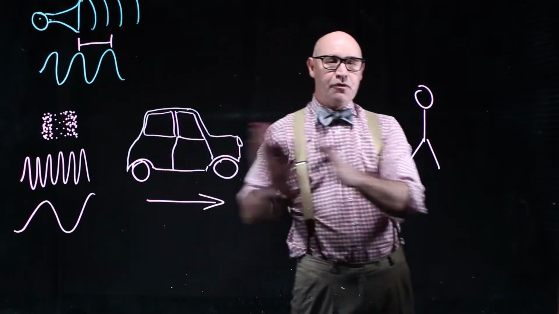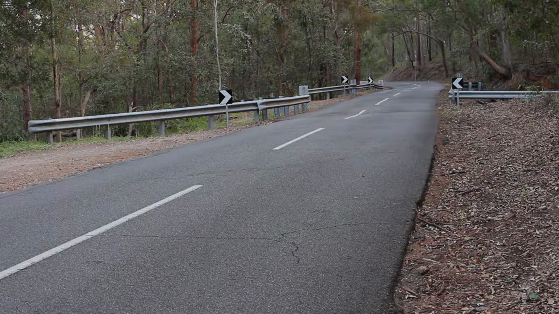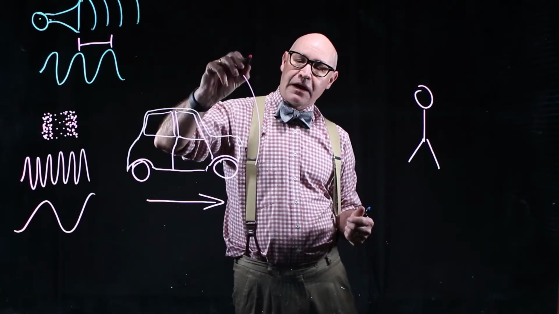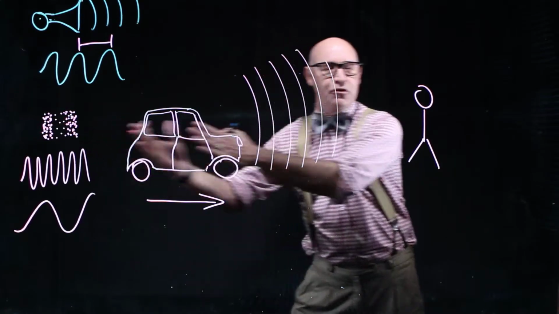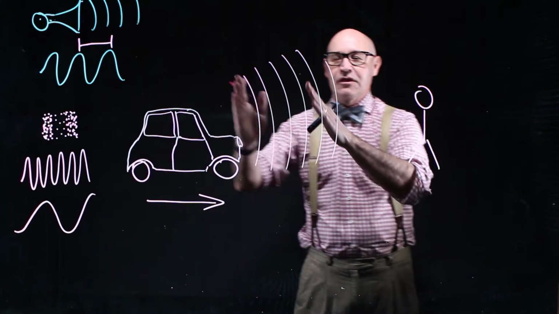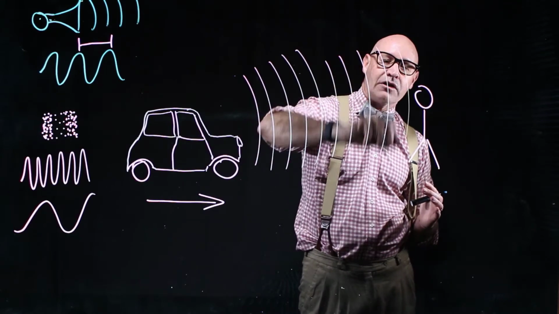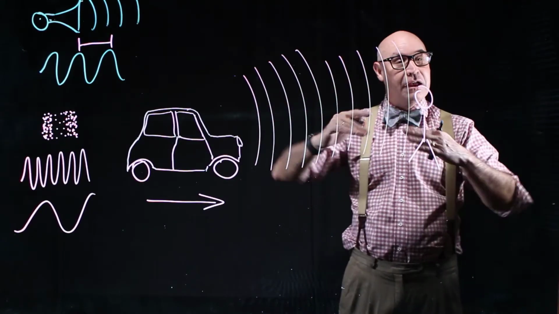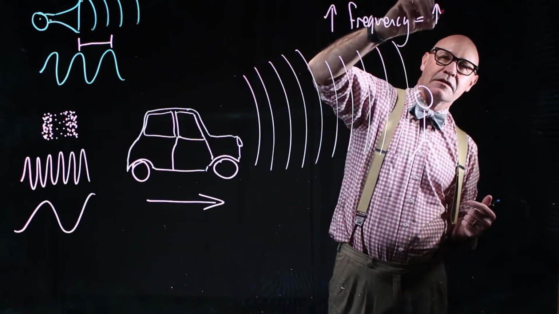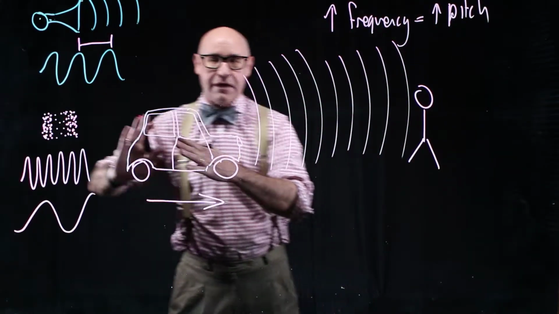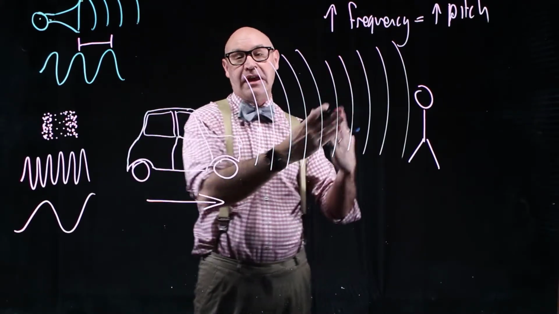So we've got a car moving towards a stationary observer. What happens is the waves are coming away from the car like this towards the observer. But because the car is moving in the direction of the observer, these sound waves tend to stack up on each other. So it looks like we have got a shorter wavelength and a higher frequency. High frequency means high pitch. So when a sound is traveling towards an observer, the waves stack up and the pitch sounds high frequency.